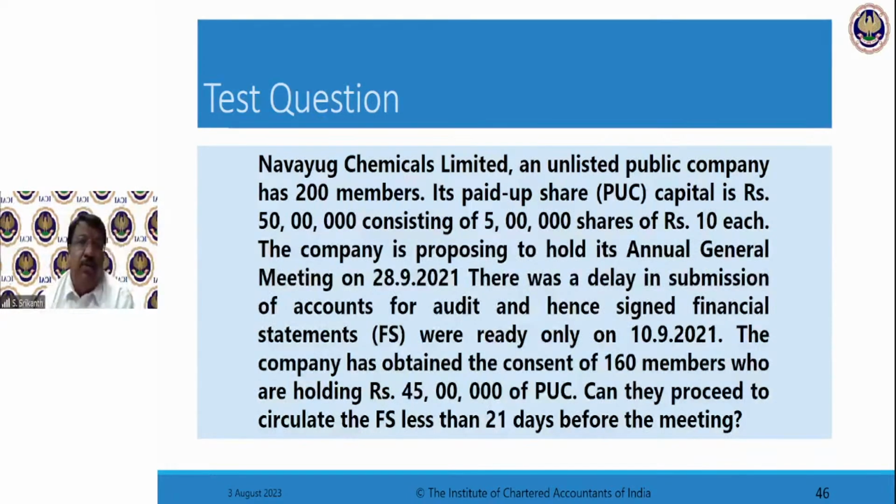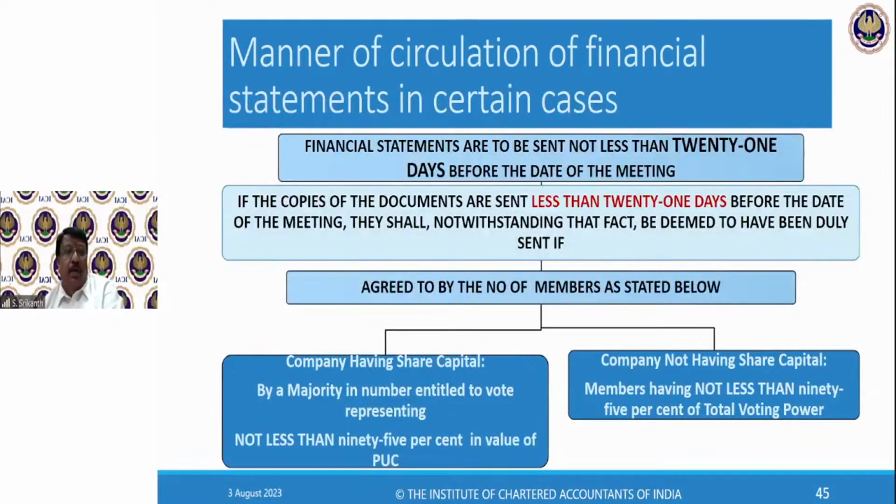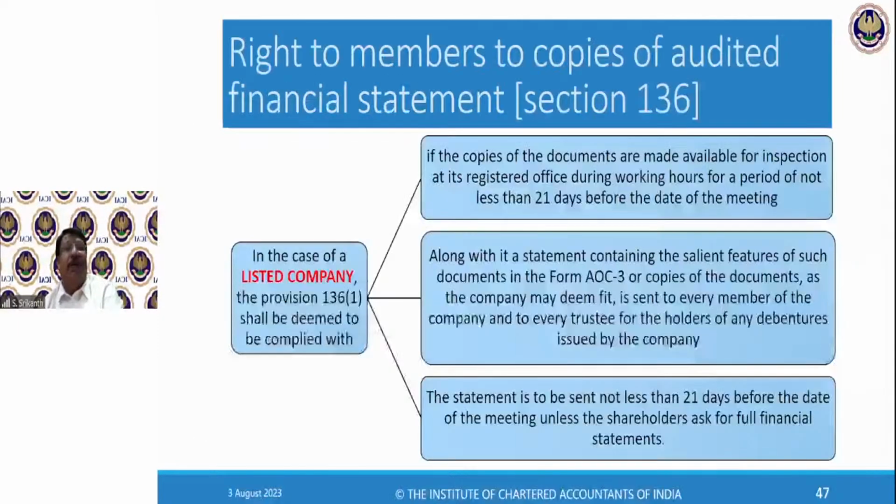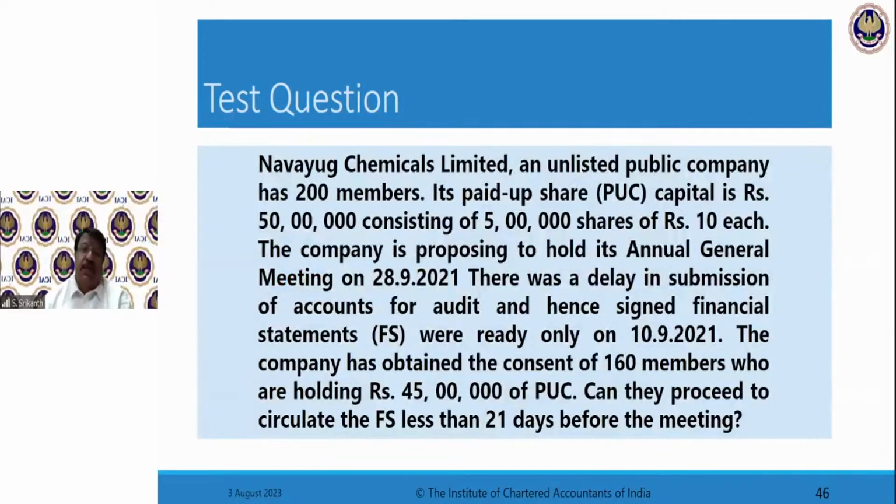There was a delay in submission of accounts for audit, and hence signed financial statements are ready only on 10/9/2021, which is too late, less than 21 days. The company has obtained the consent of 160 members who are holding 45 lakhs of PUC. Can they proceed to circulate? Company has share capital. Okay, company having share capital. Majority in number entitled to vote representing 95% in value of paid up capital. Check out. Is it there? Can they proceed to circulate the financial statement less than 21 days before the meeting?